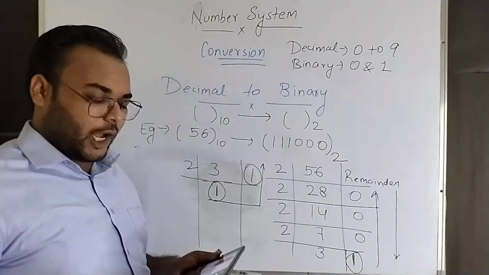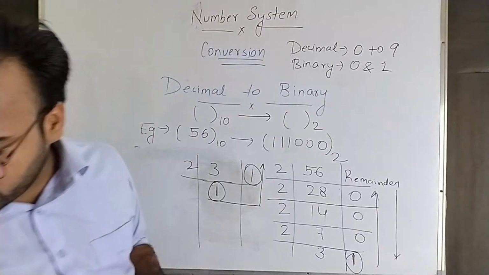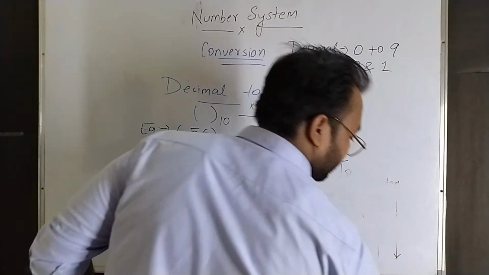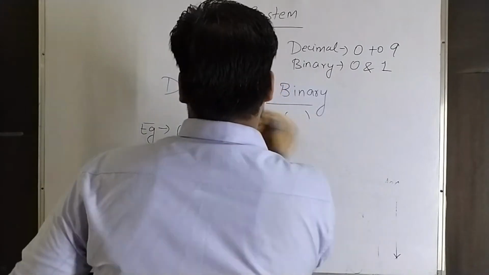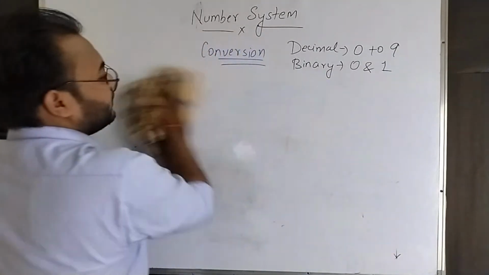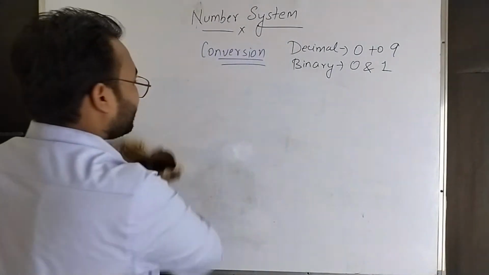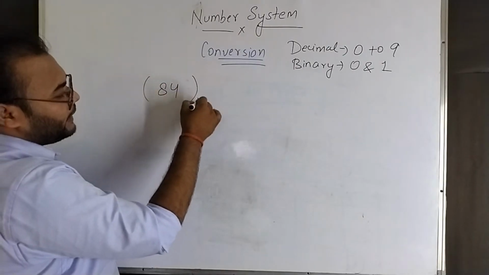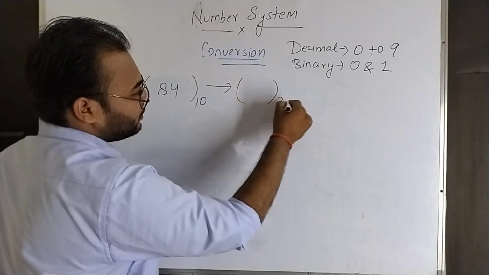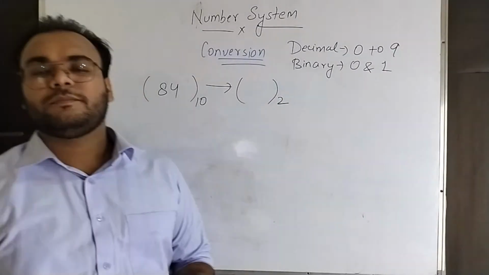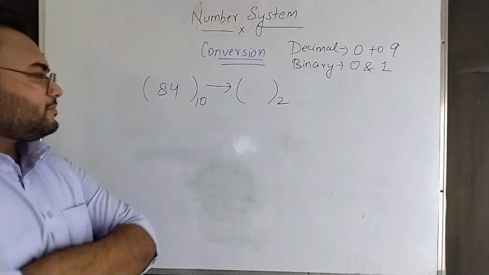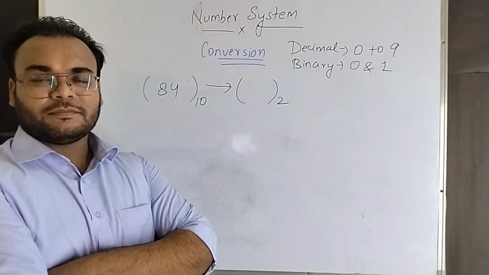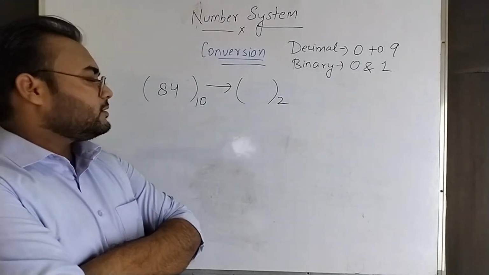Just tell me. Now I'm going to give one question. Let's see who is going to solve. I'm giving one question. You have to convert 84 base 10 to base 2. Let's see who is giving the right answer. I'm waiting. Who is giving the right answer? Just tell me fast.